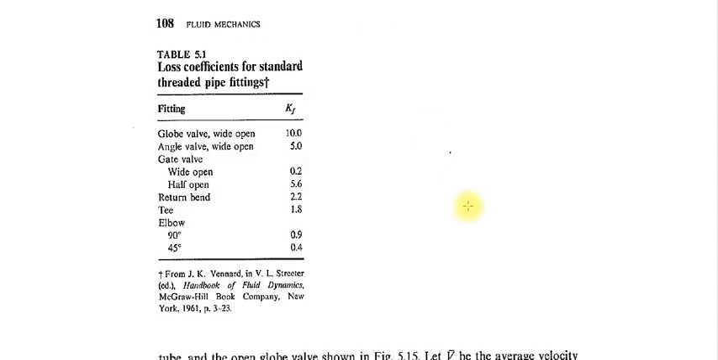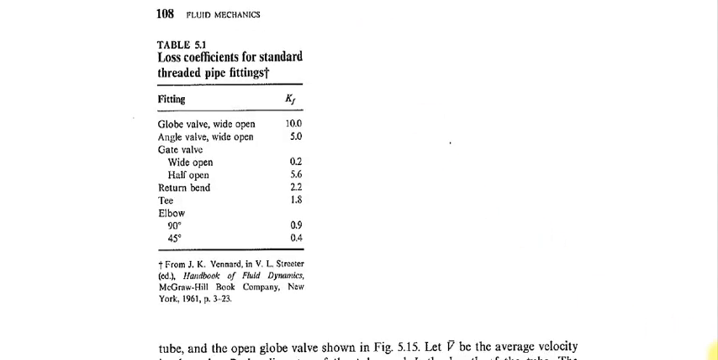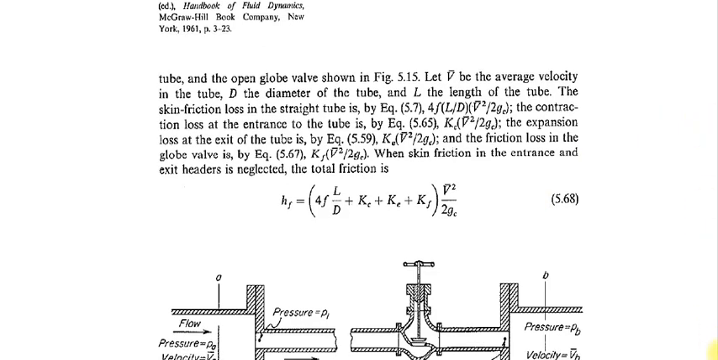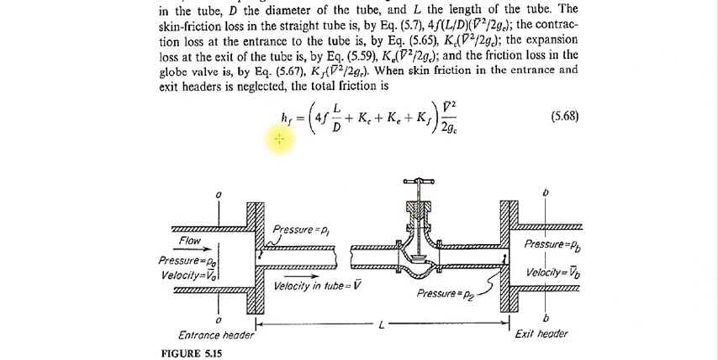Okay, so if you add all the equations, where V is the average velocity, then you will get this equation, where HF is equal to sigma F. So this is the overall losses in the hydraulic system. The overall losses in the hydraulic system can be written as HF equal to 4F L by D plus Kc plus Ke plus Kf, times V square by 2.